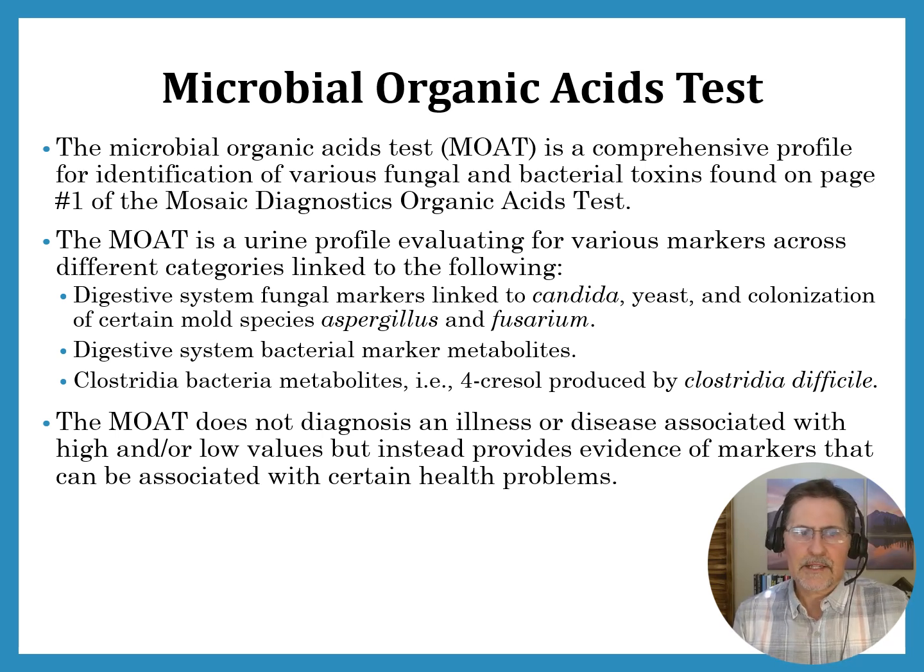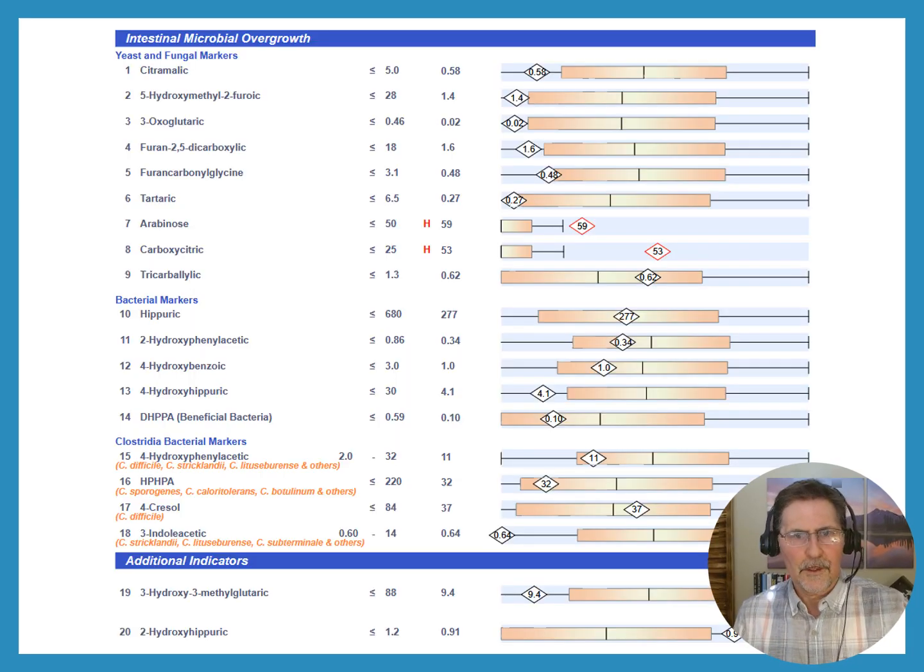So like the organic acid test, the microbial organic acid test does not diagnose an illness or a disease that's specifically associated with high or low markers, but instead provides evidence of markers that might be associated with certain underlying health conditions. So here's a typical MOAT sample example here. We've got yeast and fungal markers, so we can see in this person high levels of arabinose is digestive candida. The carboxycitric is linked to generalized yeast. None of the bacterial markers or the Clostridia bacterial markers are elevated.